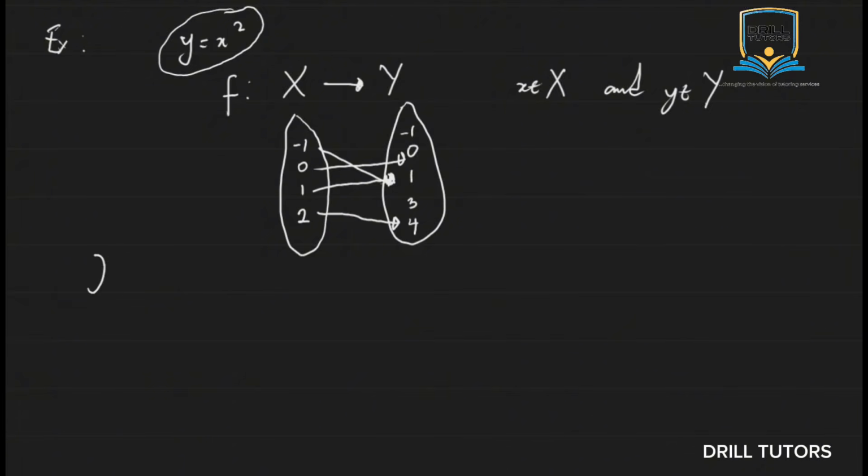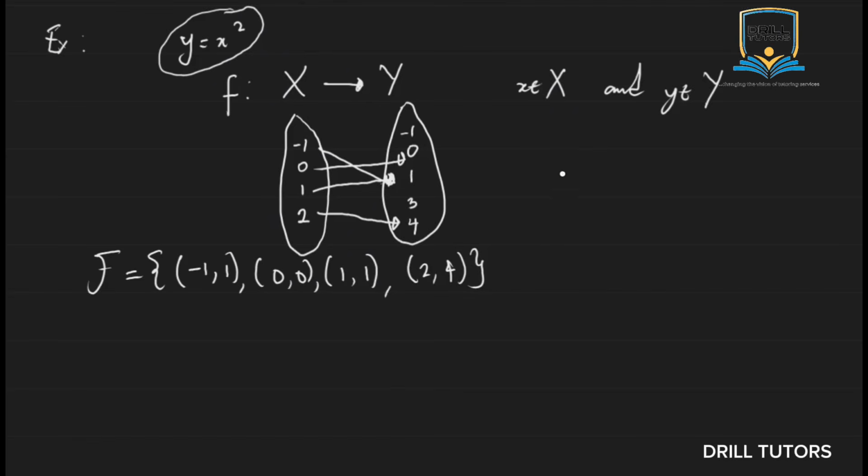So what is our solution set? I'm sure by now you know that the solution set is the set (-1, 1), (0, 0), (1, 1), (2, 4). These are our solution sets. Now, if I ask you what is the domain set, the domain set is obviously the set -1, 0, 1, and 2, and the codomain set, which is Y, is the set -1, 0, 1, 3, and 4, and the range.